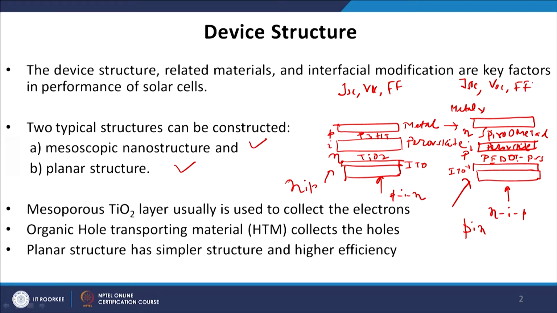Now, if we calculate the IV curve in the NIP geometry of the same perovskite material, and if I plot the IV curve for the efficiency measurement for the same perovskite material, let us say CH3NH3PbI3, in the PIN geometry, what we will see is that if we do a voltage sweep from the negative to the positive voltage and come back from the positive to the negative voltage, in the ideal case both the curve traces should be the same.